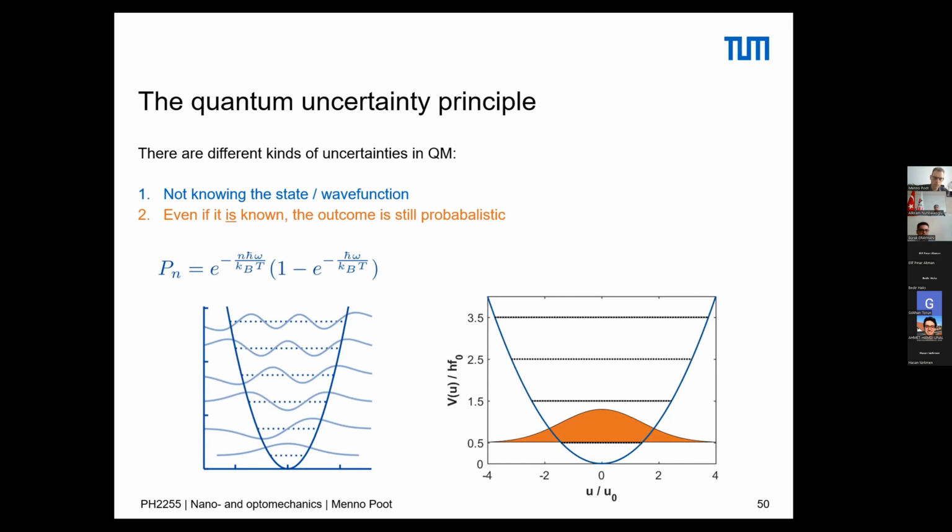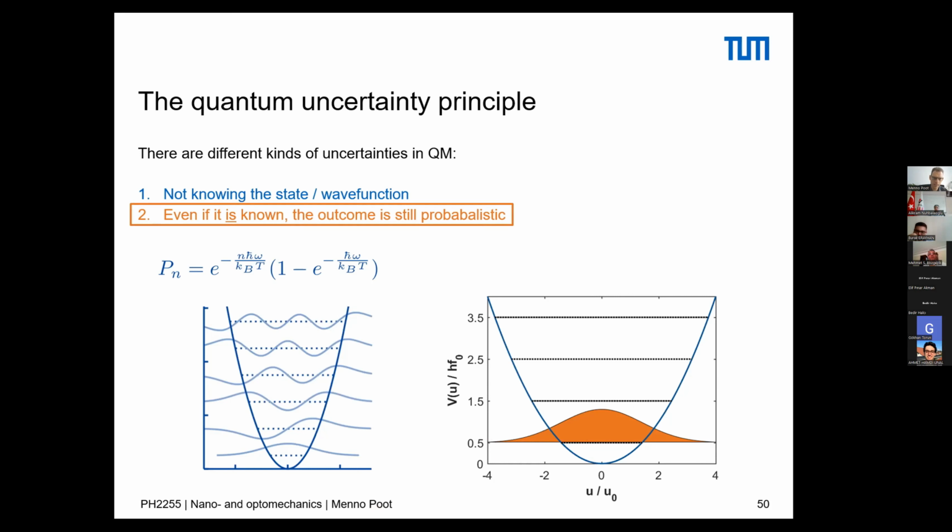But then when you ask, well, what is the position of your mechanical resonator, then it can be anywhere along this wave function squared. Of course, there's a larger probability to find the resonator where the wave function squared is largest than somewhere in the tails, but still there is going to be uncertainty. That is, there is a probability to find different outcomes, even if you know what the state is.